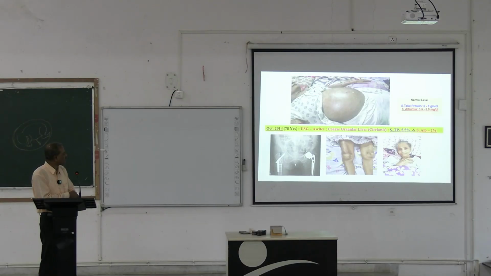So, this is in October 2014, a 70 year old lady. You will see the abdominal swelling here. Normal level of total protein is 6 to 8 gram and albumin 3.5 to 5.0. And what was the level here? Total protein is 5.5. Normal level is 6 to 8. Total protein has dropped. Albumin is low, normally 3.5 to 5.5. Albumin level is 2.